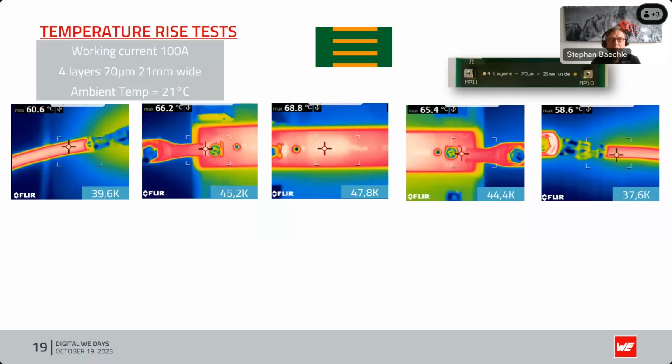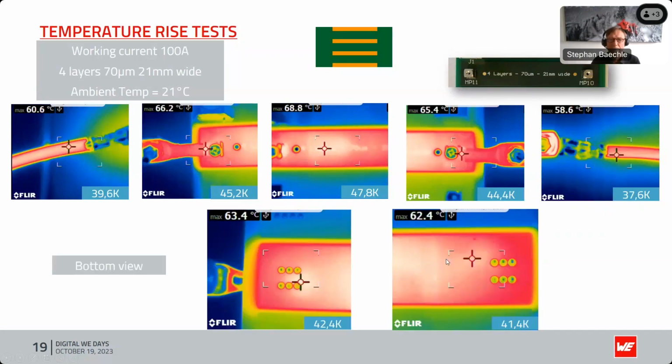So this is the temperature rise test we did with a working current of the 100 amps you saw before. We have 4 layers chosen with 70 micrometers, and they are 21 millimeters wide. We have an ambient temperature when we start of 21 degrees. And as you can see here, the warming is only about 45 Kelvin. And the warmest place is in the middle of the PCB and not on the press fit connection.